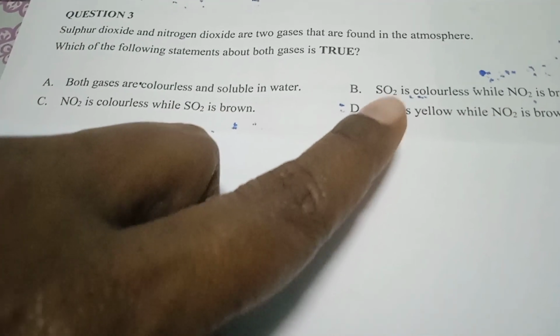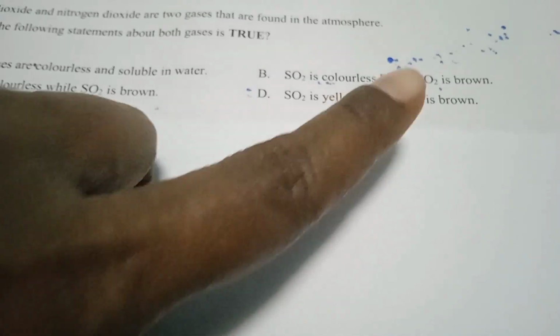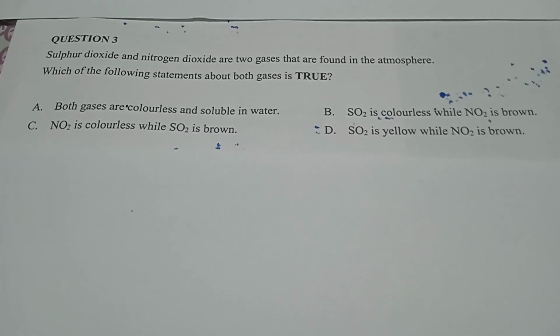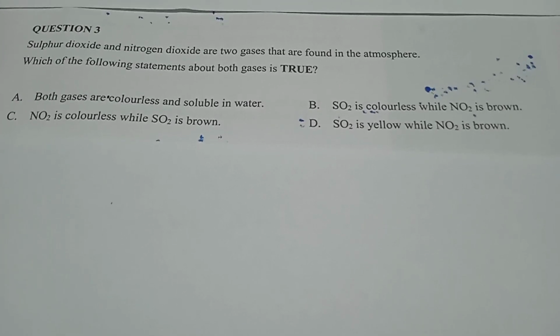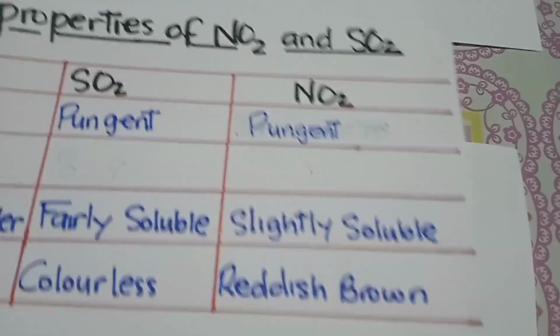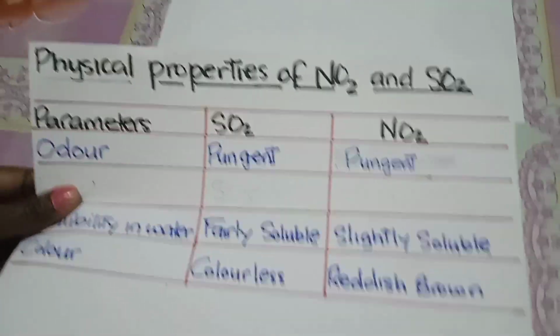For the second one, sulfur dioxide is colorless while nitrogen dioxide is brown, and that can be the answer because they did not mention reddish brown, but the only answer there is brown. So for question number 3, the answer is B. Sulfur dioxide is colorless while nitrogen dioxide is brown, as you can see in the properties that I have put together. So that's for question number 3. The answer is B.